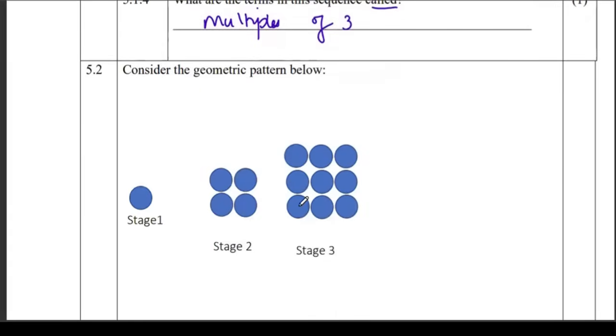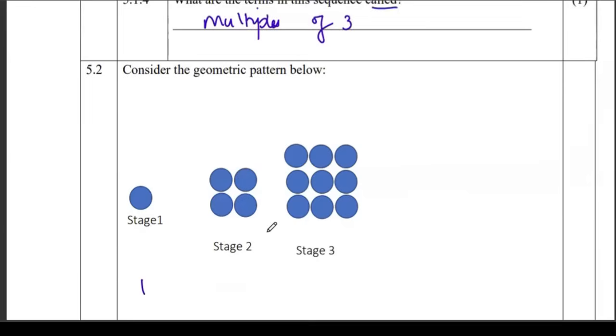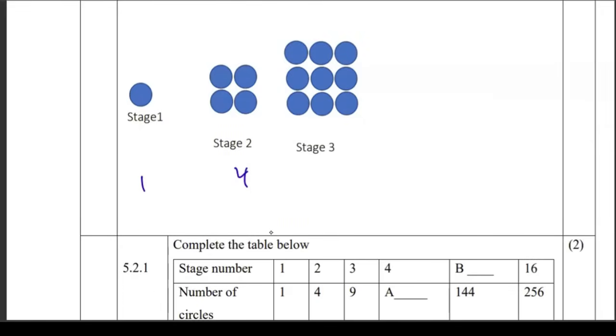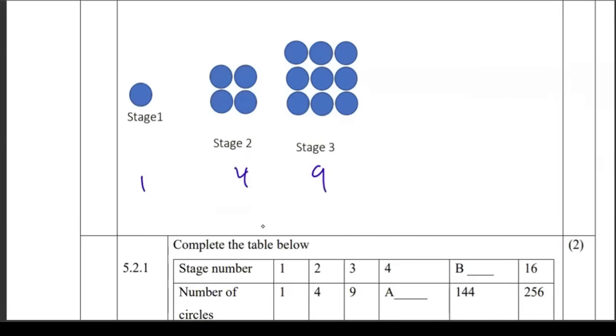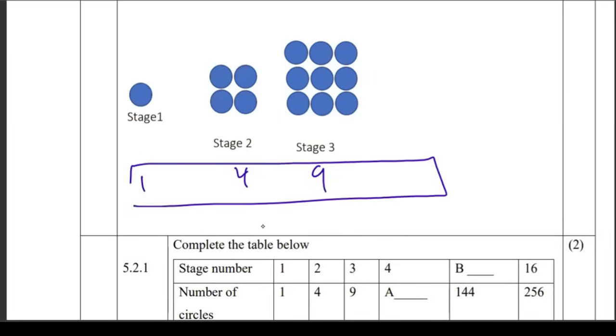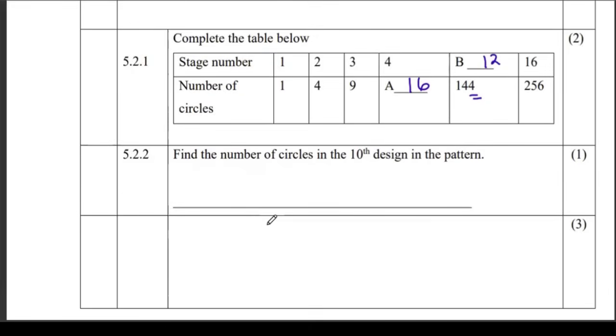And then consider the geometric pattern. We have stage 2, we have 4 squares or 4 circles, and then we have 9. They want us to complete the table. So these are square numbers if you look at it. Okay, so 1 squared is a 1, 2 squared is a 4, 3 squared is a 9, meaning that 4 squared is going to be a 16. What gives us 144 is going to be 12. Okay, then find the number of circles in the 10th pattern. So T10 is going to be 10 times 10, which becomes 100.